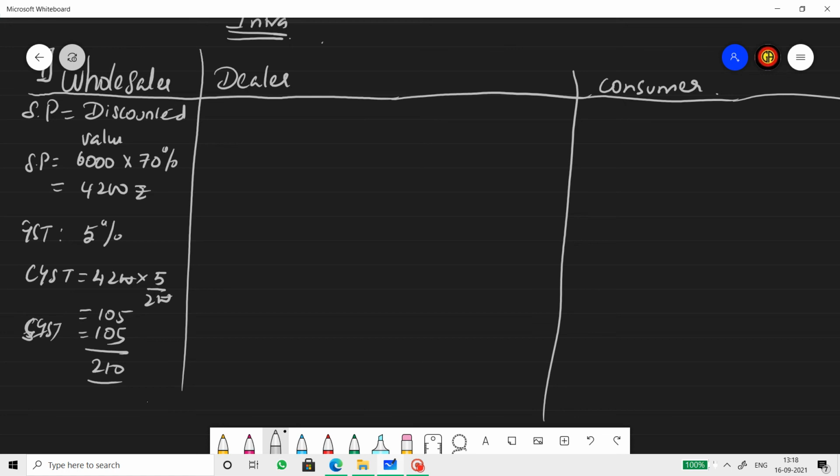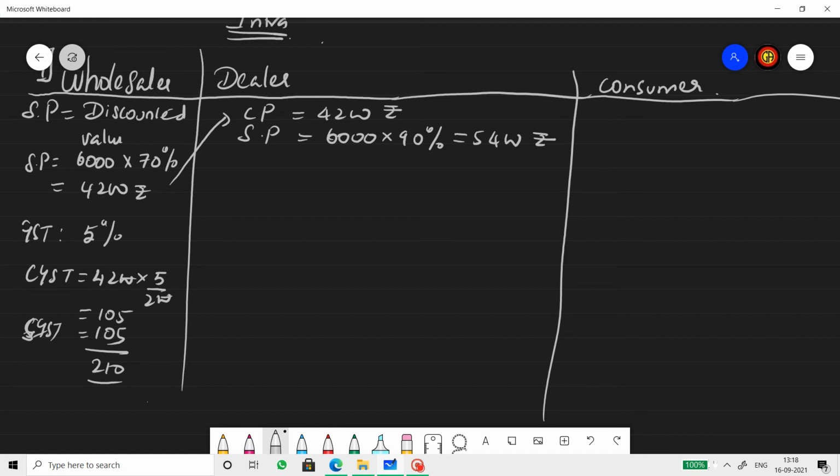Now let's get into the dealer. The selling price of the wholesaler will become the cost price of the dealer. So the cost price of the dealer is 4,200 rupees. Now the dealer sells it to the consumer at a 10% discount on the marked price. Alright. So what is the marked price? 6,000. If 10% is the discount, then the remaining is 90%. So find 90% of 6,000, which works out to 5,400 rupees.